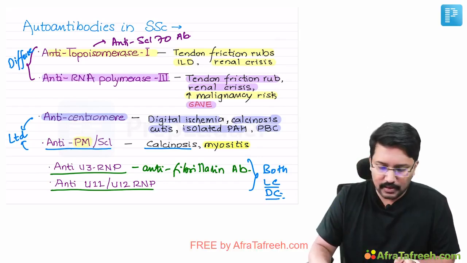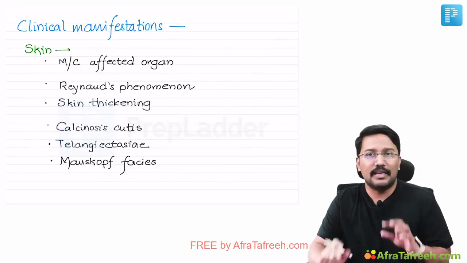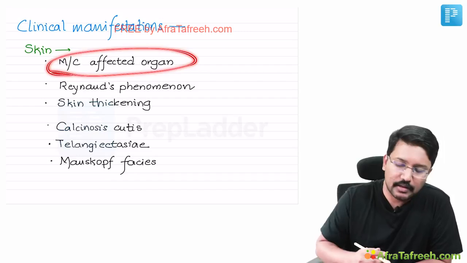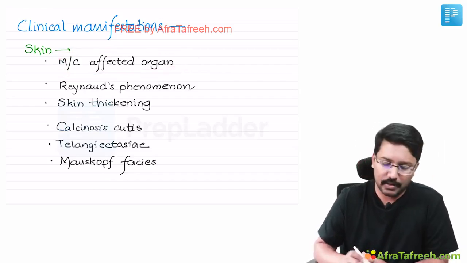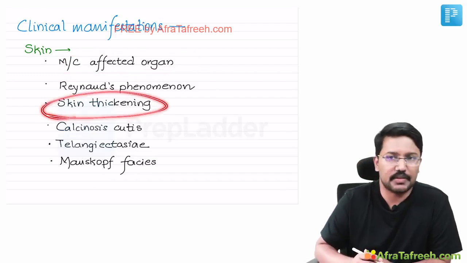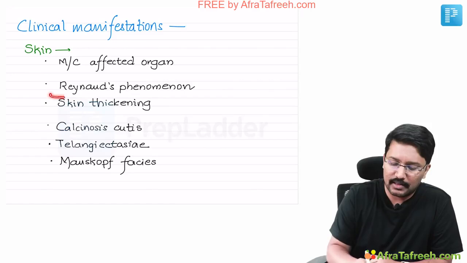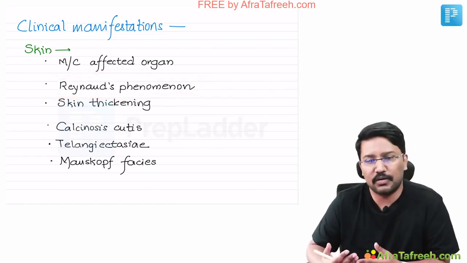Okay, now with this, let us move to the clinical manifestations. What are the clinical manifestations? Skin is the most commonly involved organ. What are the manifestations of skin involvement? Skin thickening is the classical manifestation, but before skin thickening becomes evident, in the case of limited cutaneous, there may be evidence of Raynaud's phenomenon. In the case of diffuse cutaneous, both may occur together.